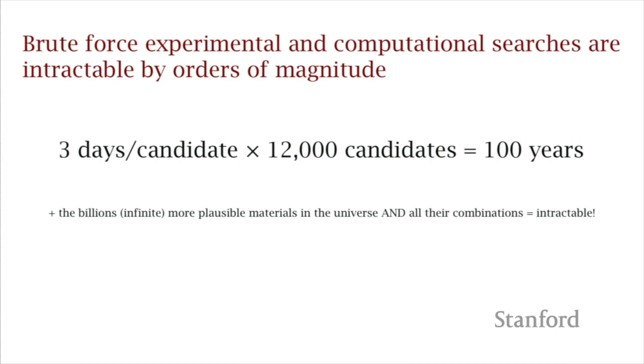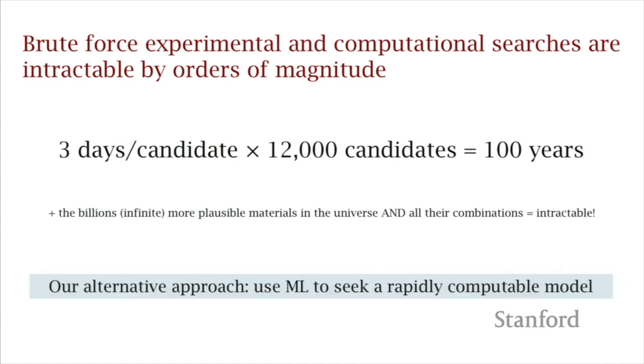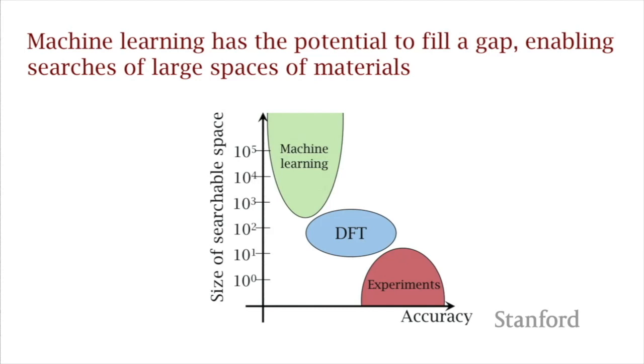But then, when we think about the fact that material space is really infinite because there's all kinds of different combinations of elements, or close to infinite, then this becomes just totally intractable. There's millions and billions of candidate materials that you could think of out there. So we don't want to just compute 12,000 things. We want to sort of reformulate the methods that we use to attack this problem. And that's where the power of machine learning comes in.